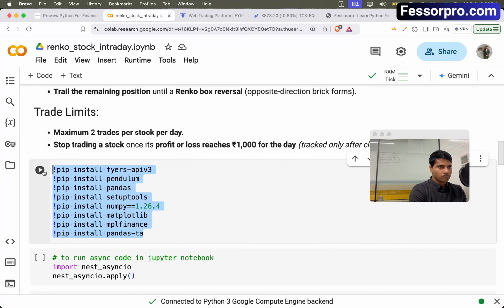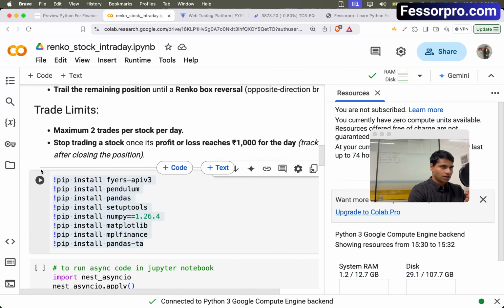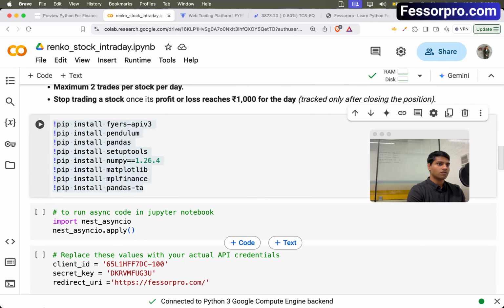Now remember, you have to click on this triangle to run the code, and you have to do this every day. The problem with Jupyter Notebook is that when you run it, it works, but it refreshes everything when you run it the next time.